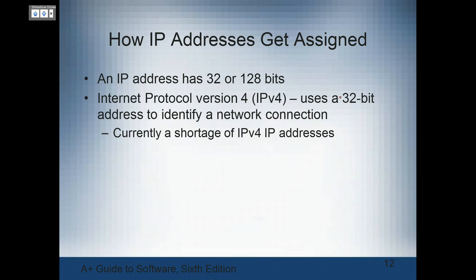IPv4, currently a shortage of IPv4 addresses. The shortage of IPv4 addresses is such that all of the IPv4 addresses that are available to the issuing company have been issued. There are no new addresses. Does that mean that all of the IP addresses in the world are being used? No. Microsoft just bought a company, and I've forgotten which one, and they bought the company just to get their IP addresses.